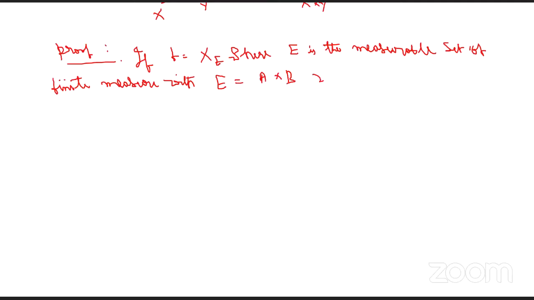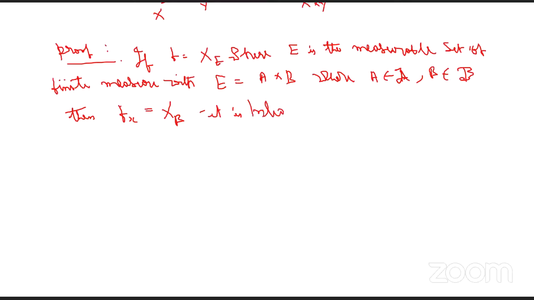where A belongs to script A, B belongs to script B. Then f of x equals chi_B. It is integrable over y.